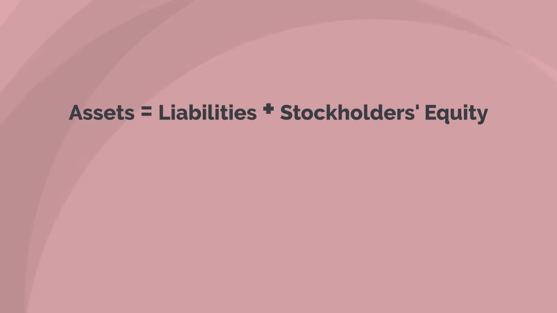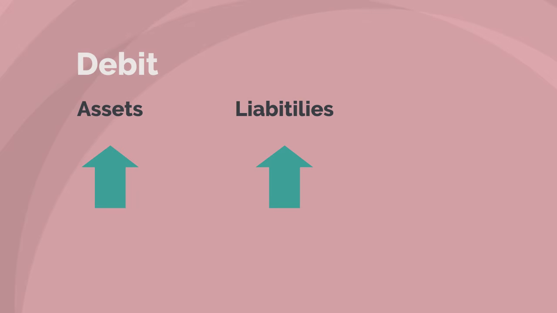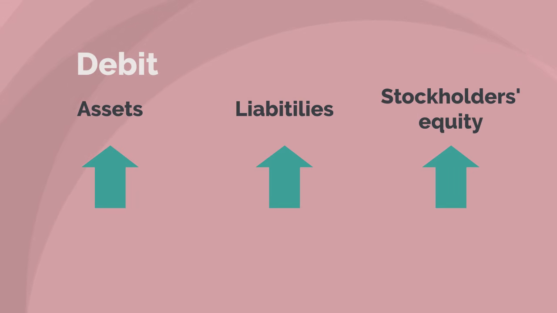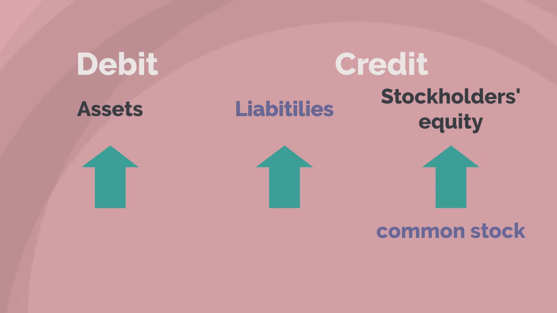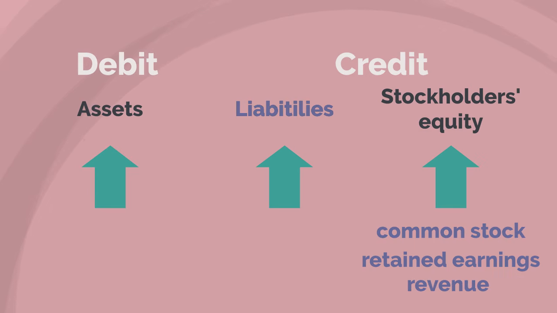And as assets will always equal liabilities plus stockholders' equity, any increase to one side of the equation will require an increase on the other side, and the same for decreases. For example, a debited asset account increases the asset side of the accounting equation and will require an accompanying increase to the liability and stockholders' equity side of the equation through crediting liabilities, common stock, retained earnings, or revenues accounts.